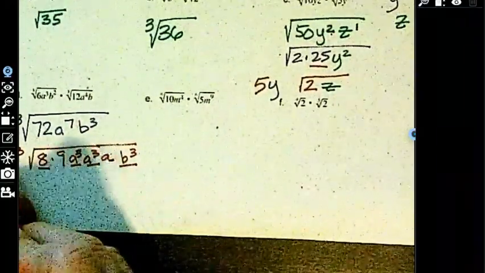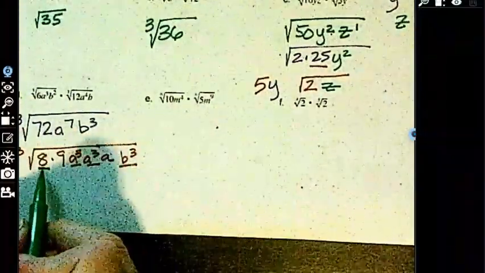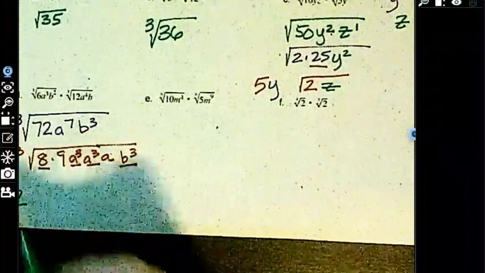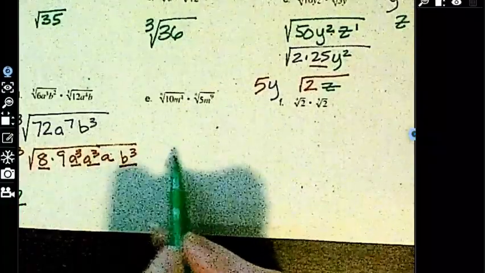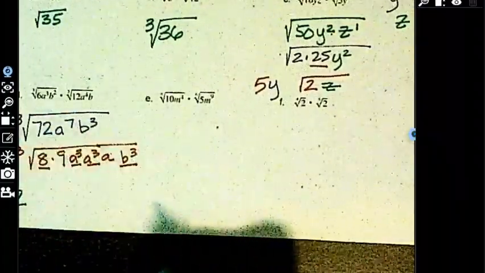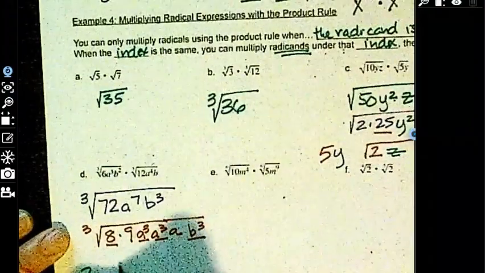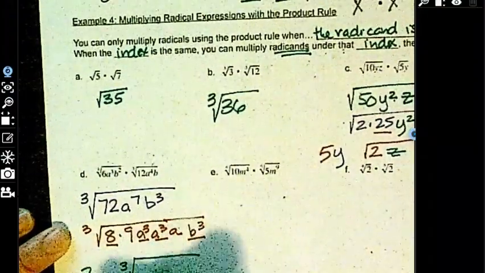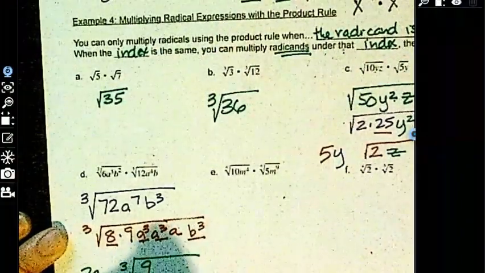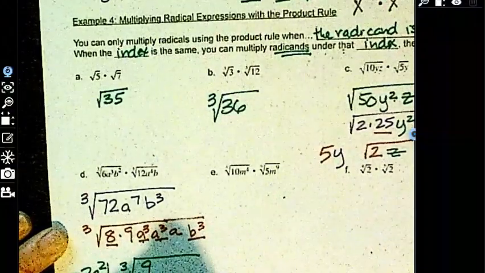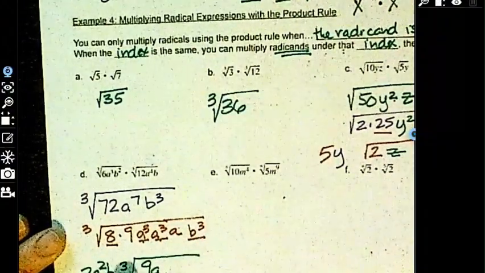I can take the cube root of 8. So when I simplify this, the cube root of 8 is 2. It can come out. I can't take the cube root of 9. There's nothing when multiplied by itself 3 times gives me 9. So the 9 has to stay under the cube root sign. I can take out 2 a's, a squared. I can take out 1 b, and 1 a is left under the cube root sign.